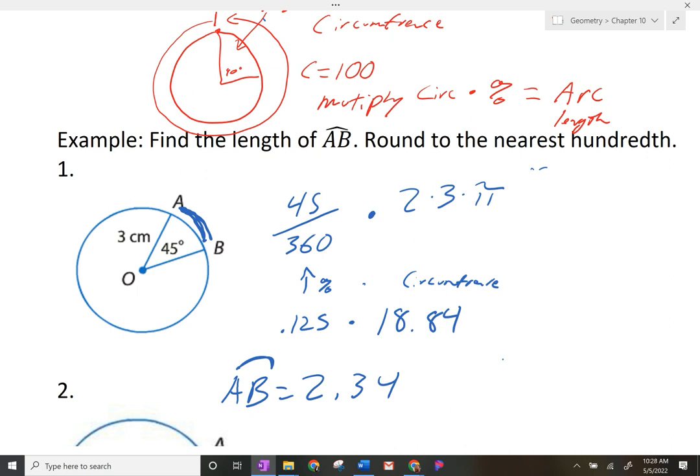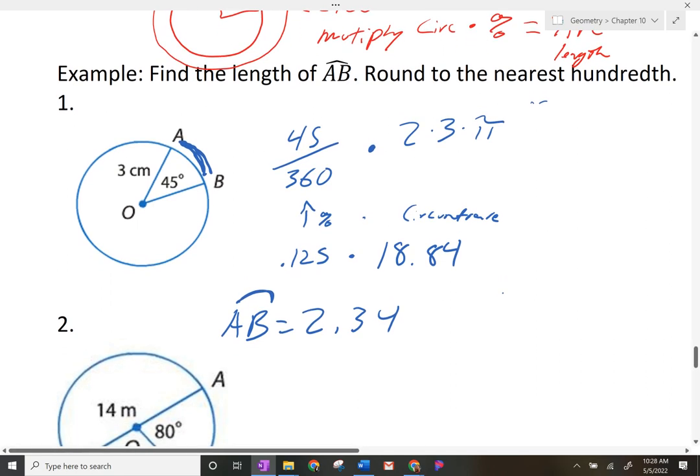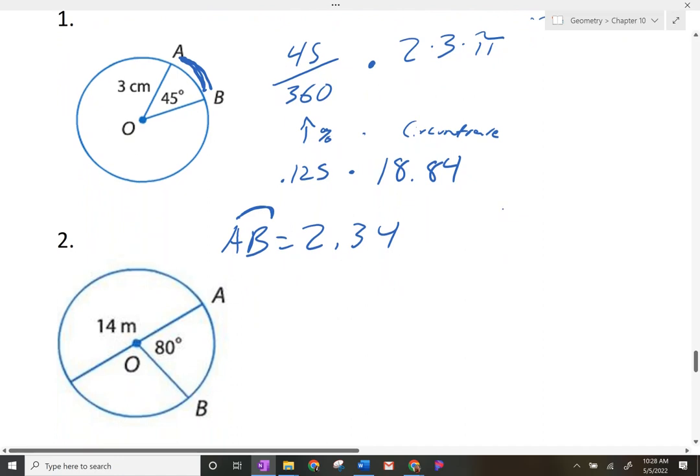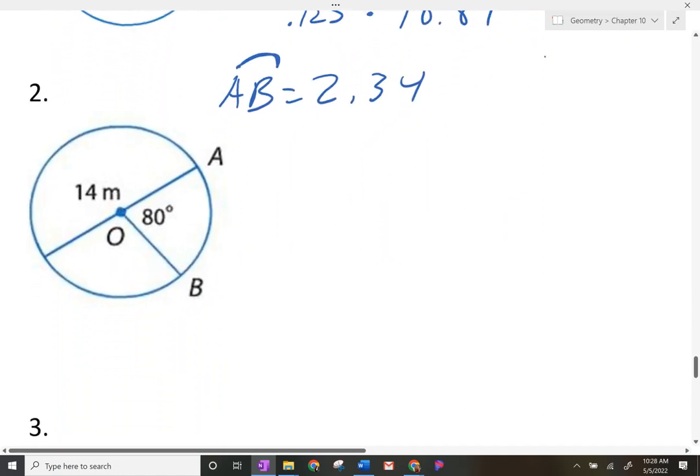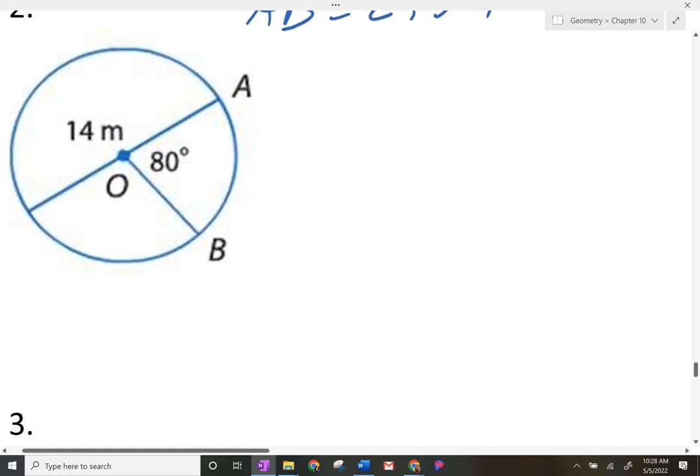All right, I'm going to have you guys talk me through example 2. It wants me to find AB again. So it wants me to find this distance here. Somebody talk me through how I'll set it up. How about this? I'll break it into 2 spots. I want to find the percentage times the circumference.